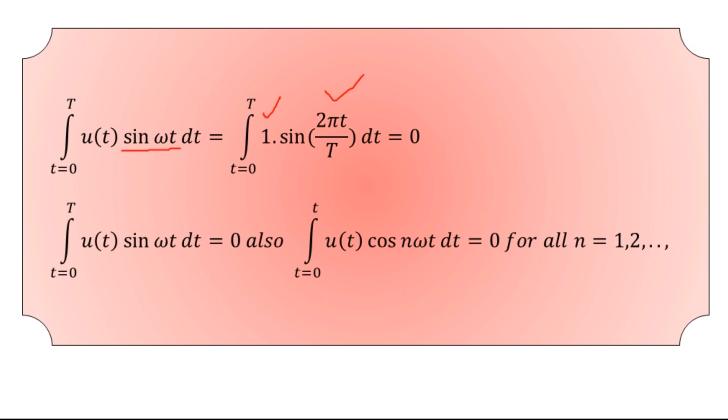The pictorial representation can also be avoided here. So here we see that the integral of u of t multiplied by sine omega t is equal to 0, and the integral of u of t into cosine of n omega t dt is also equal to 0 for all the values of n equal to 1, 2 and so on.